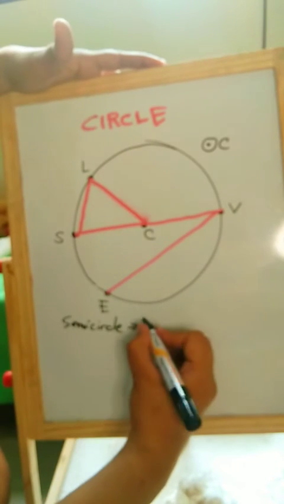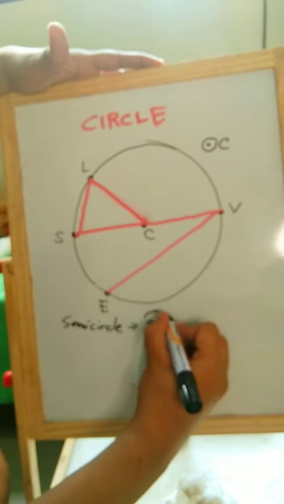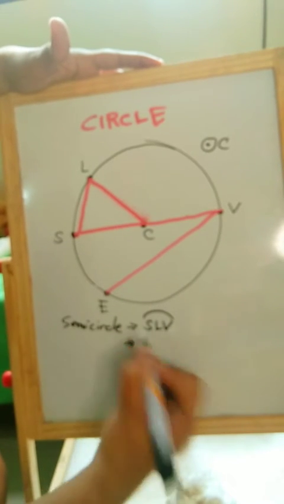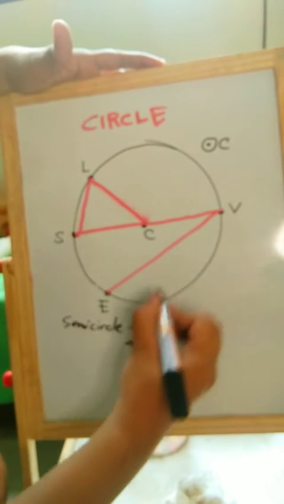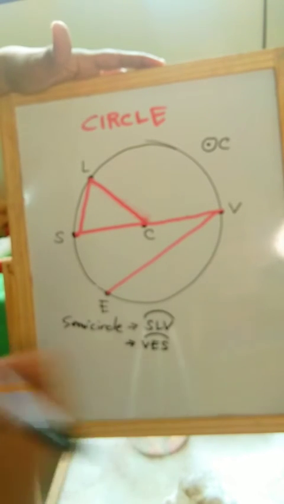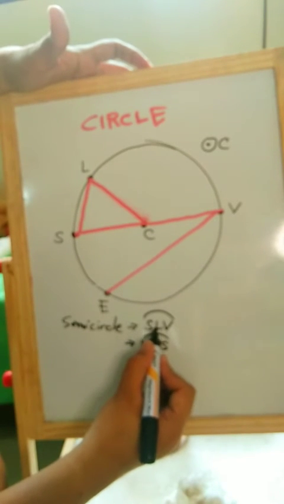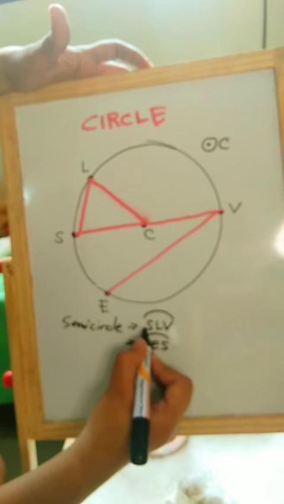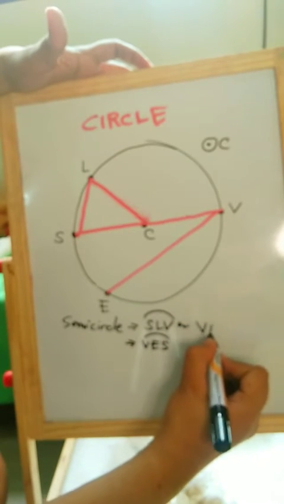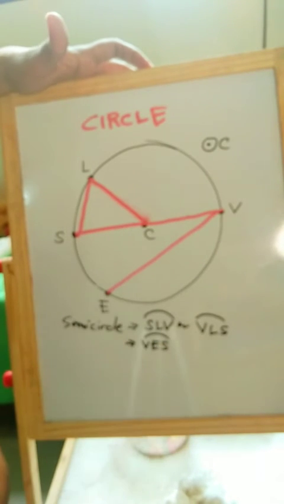So, we can name arc SLV as one of your arcs, of your semicircle rather. By the way, it's an arc also. And we also have VES as another semicircle. Okay. Sir, pwede po ba magkapalit-palit yung mga letters dito? Yung dalawa pwede. You can also name this as arc BLS. Yung dalawang dulo lang dito ang pwede magkapalit.